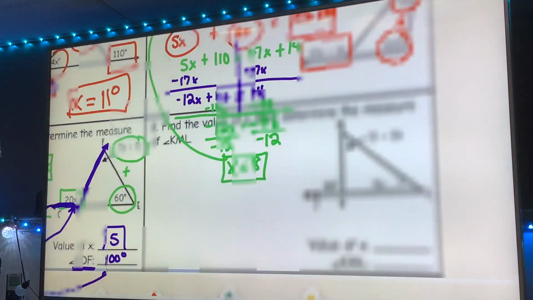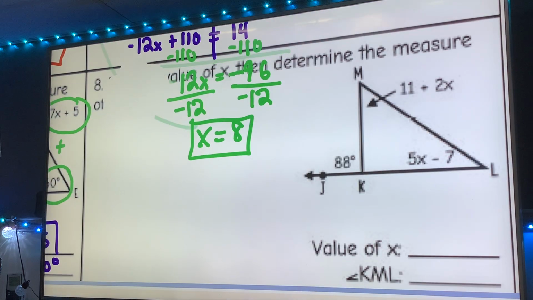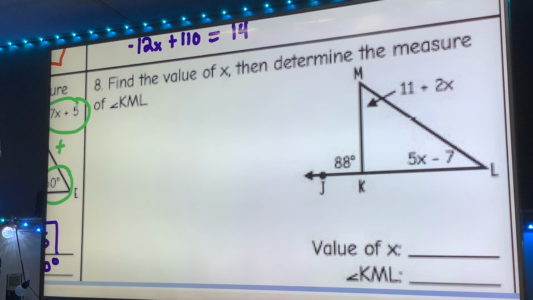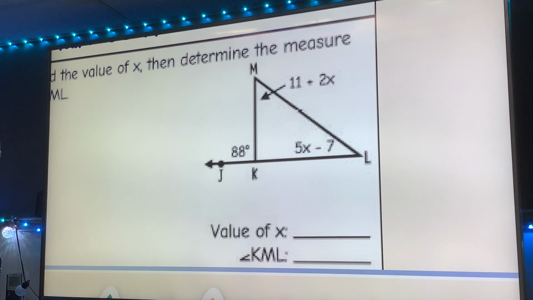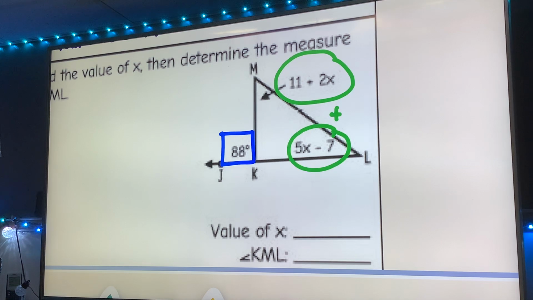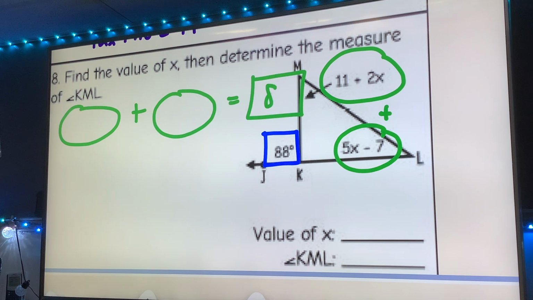Now to this next one, I'm going to erase this part because I overflowed from the last one. So now let's go find the value of x and then determine the measure of KML. So remember, my exterior angle is the one on the outside, hence exterior, like exit, right? Circle the two angles that are farthest away from it. And I know that circle plus a circle equals our exterior angle of 88 degrees.